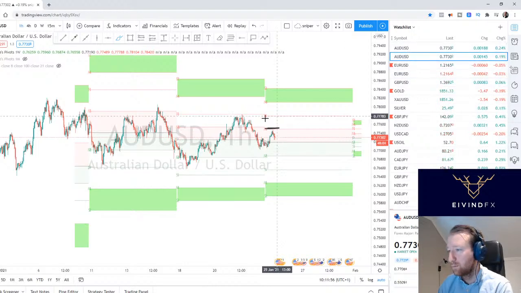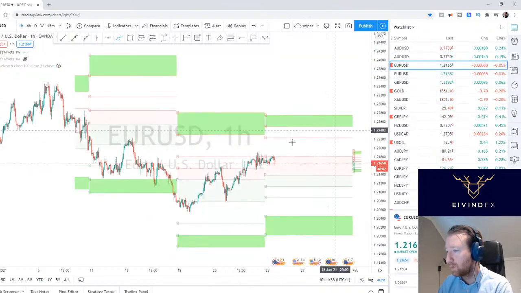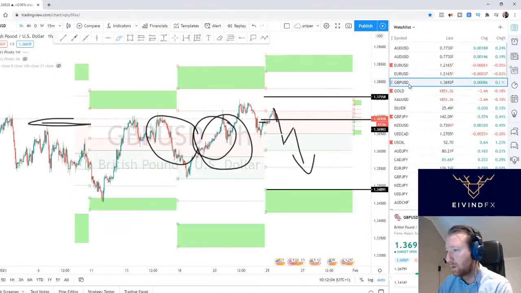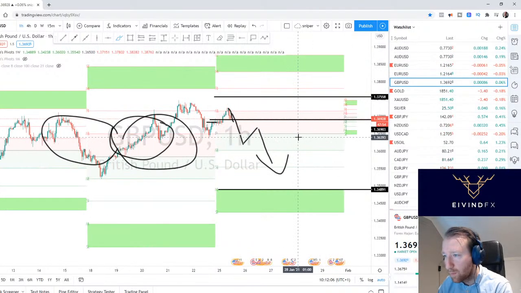So then Australian, great entry. Euro, great entry. Sold Australian, I've sold Euro. I've sold Pound. Pound is coming back to break even now.